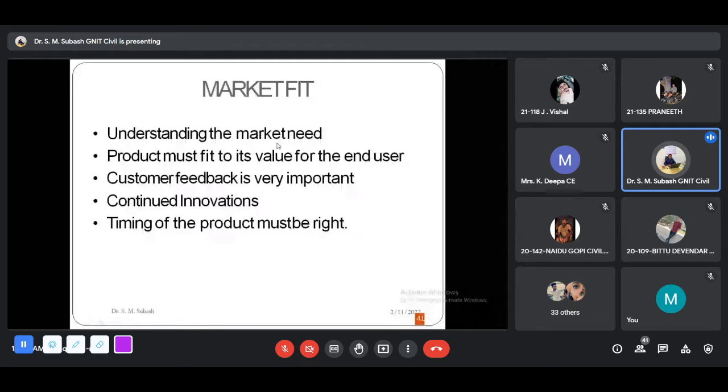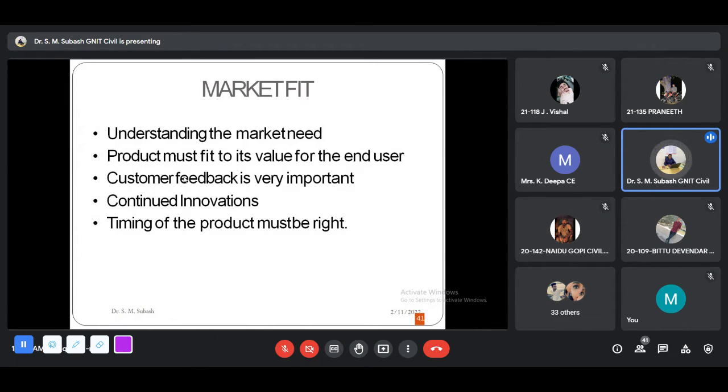That product must fit its value for the end user. If the end user is paying 50,000 for one bike, that bike should be useful for them. They should not be strained. Ergonomic concept, safety, everything I told previously, every design aspect you have to consider. If the customer feedback says this is bad, that's all. Whatever you have strained for 1 year, everything will become zero.